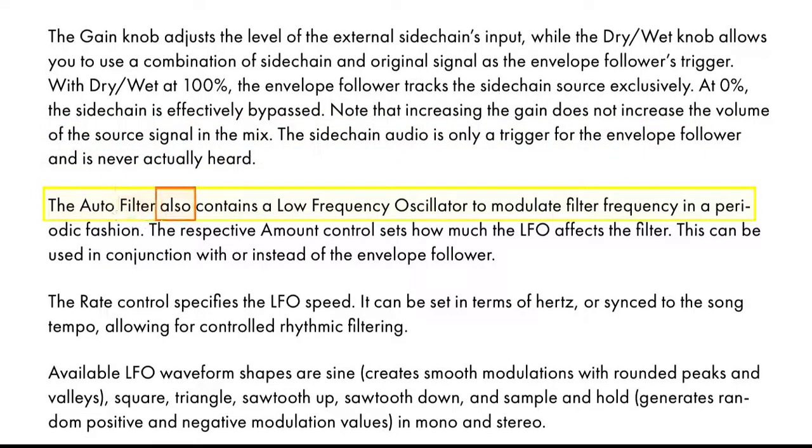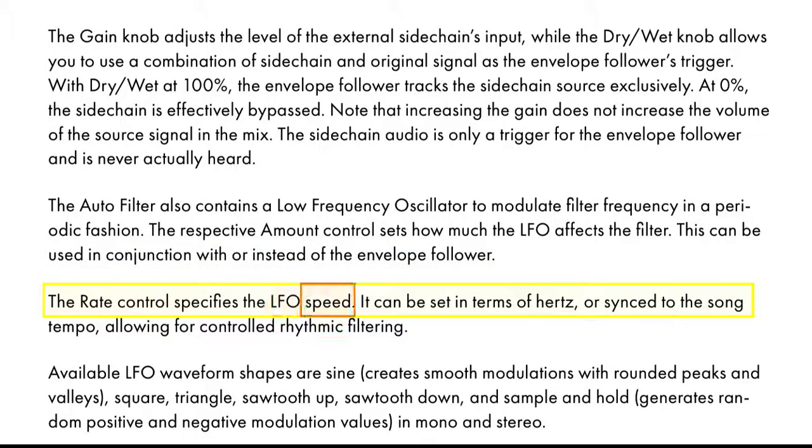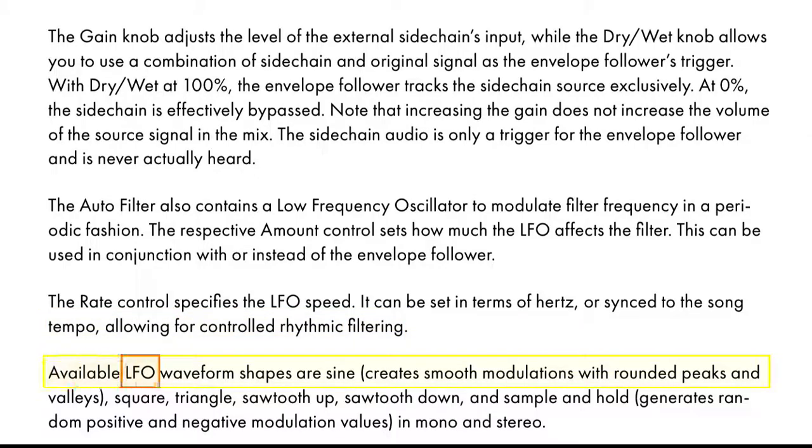The auto filter also contains a low-frequency oscillator to modulate filter frequency in a periodic fashion. The respective amount control sets how much the LFO affects the filter. This can be used in conjunction with or instead of the envelope follower. The rate control specifies the LFO speed. It can be set in terms of hertz or synced to the song tempo, allowing for controlled rhythmic filtering. Available LFO waveform shapes are sine, which creates smooth modulations with rounded peaks and valleys, square, triangle, sawtooth up, sawtooth down, and sample and hold, which generates random positive and negative modulation values in mono and stereo.